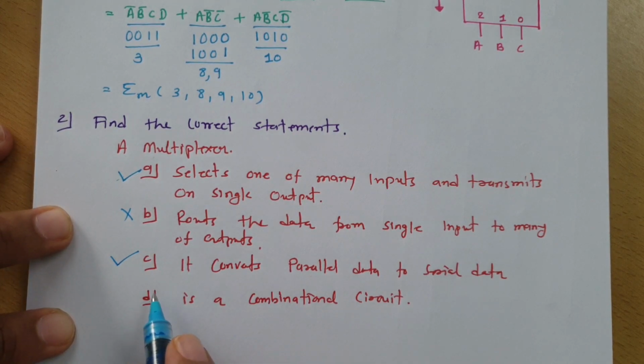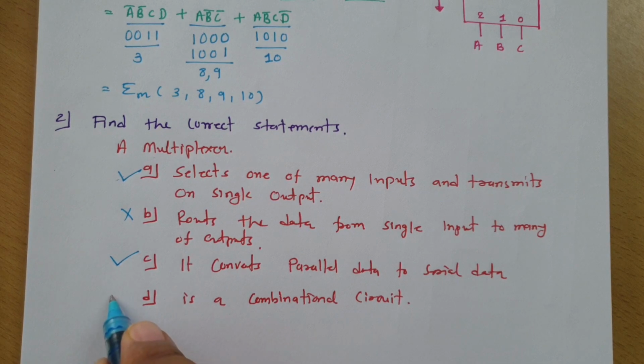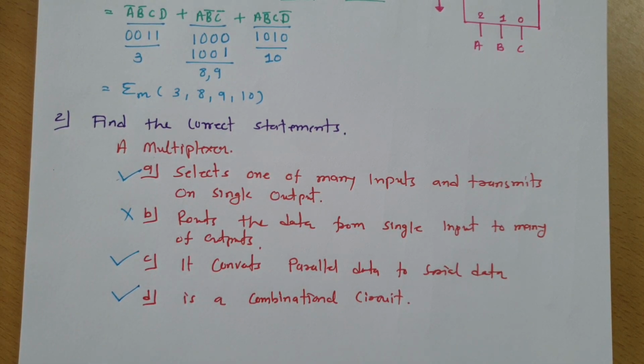Now see statement D. A multiplexer is a combinational circuit. Yes, multiplexer is a part of combinational circuit, right? So multiplexer is a combinational circuit. So we can say statements A, C and D are correct, right?